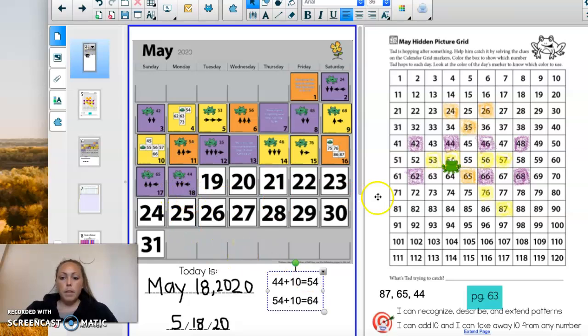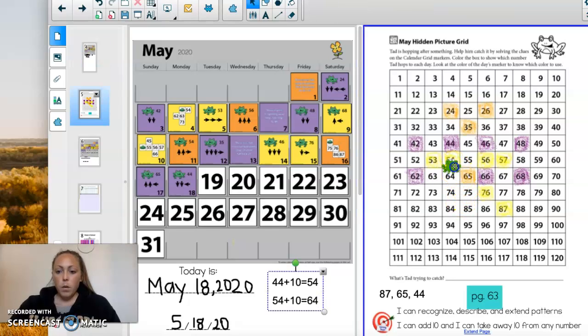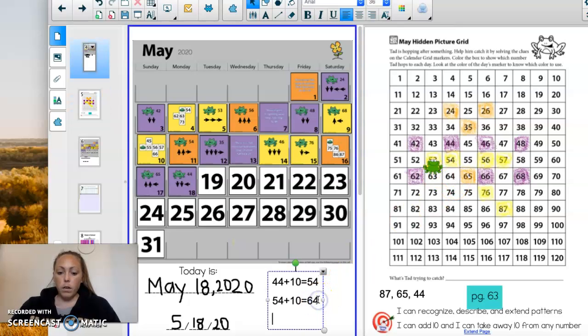Now it says he needs to hop to the left. Look at your 120 chart. What does it mean to hop to the left? Does it mean to add 10, take away 10, add 1, or take 1 away? I hope you said it means to take 1 away. When he goes to the left from 64, he's taking 1 away, and he lands on the 63. So our equation there would be 64 minus 1 equals 63.